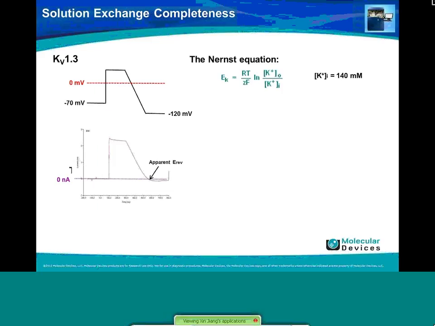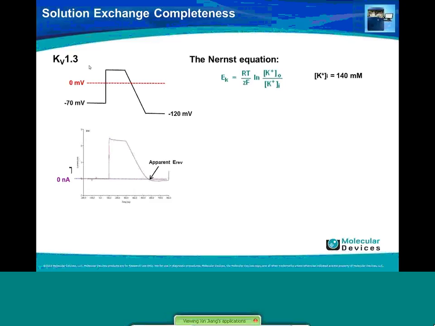Another series of studies we did is to look at the completeness of the solution exchange, which is also crucial in pharmacology assays. If you want accurate delivery of the compound and precise control of the compound concentration over the course of the recording, to address this concern, we devised another series of experiments, also using the KV1.3.